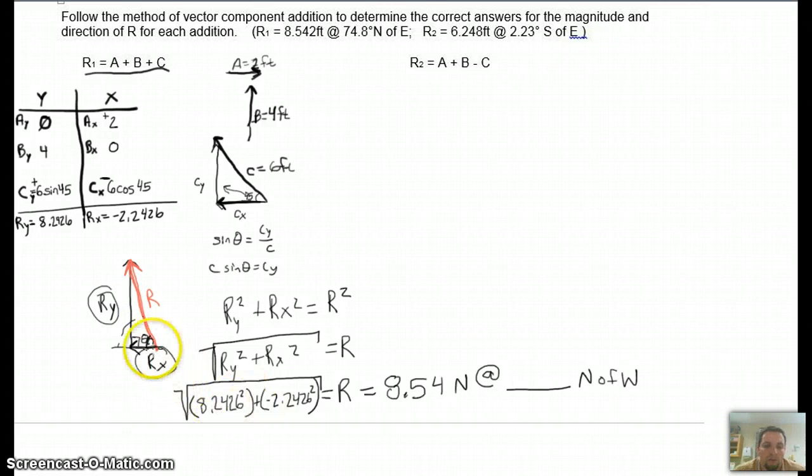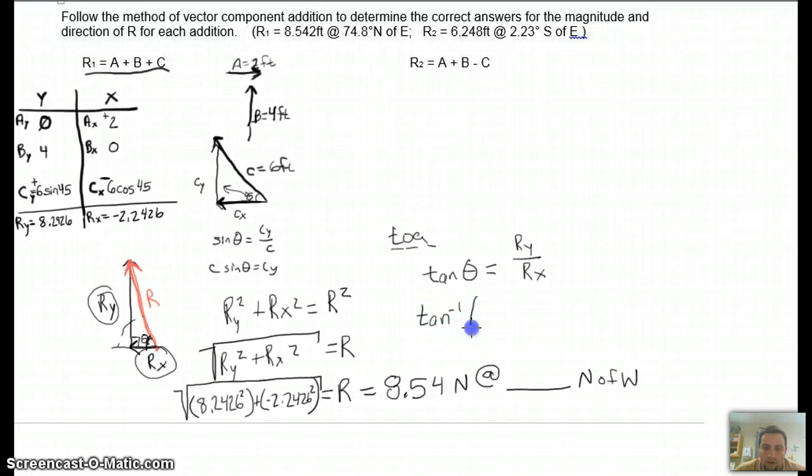So what we'll do is we need to find this angle. We know the opposite and we know the adjacent, so we're going to use tangent. Okay, so tangent of theta is equal to opposite, ry, over the adjacent, rx. I know ry and rx. I need to find the angle. I'm going to use the inverse tangent function. Inverse tangent of ry over rx is equal to my theta.